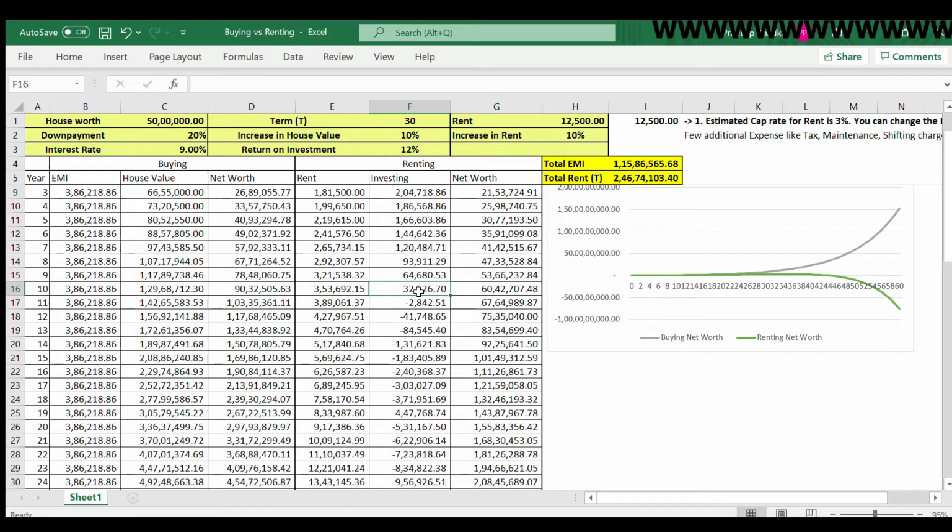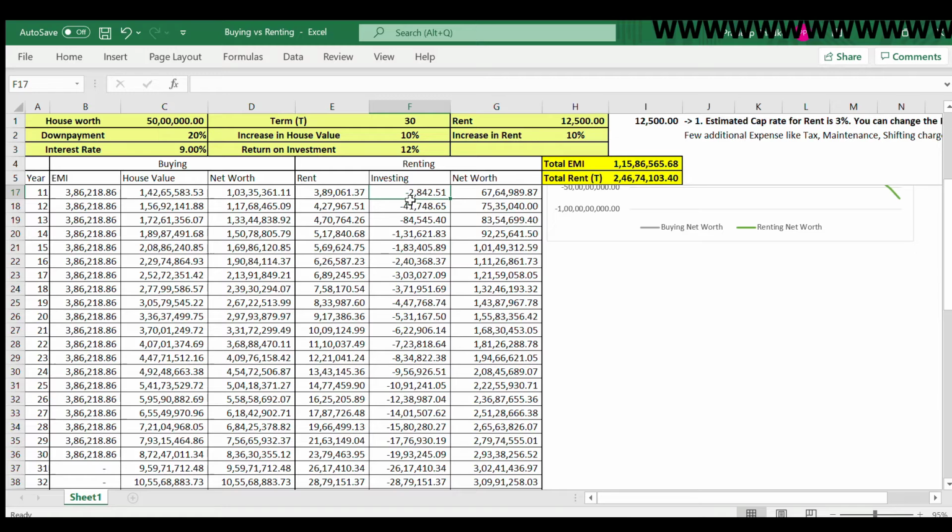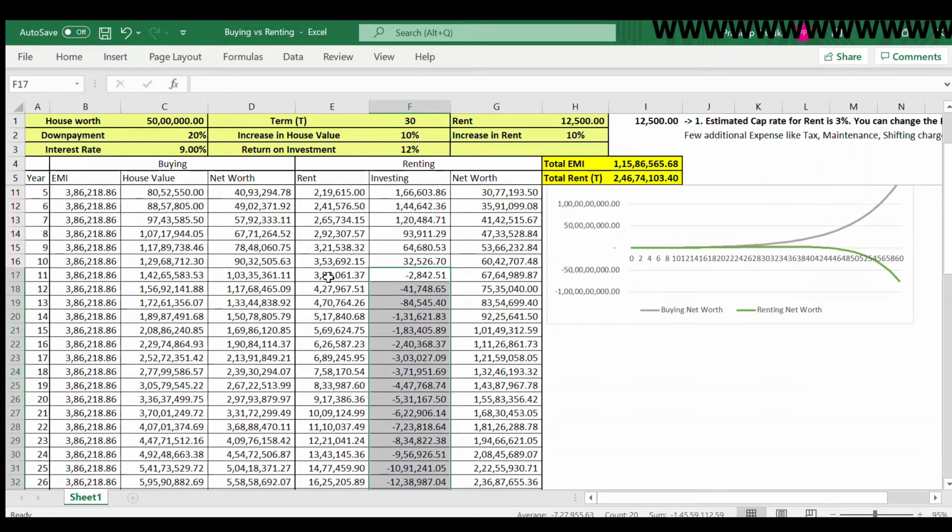So when you see the renting portion of it, up until year 10, your rent will be lower than your estimated EMI value, but from year 11 your rent will be higher than the EMI outgo that you will incur. This negative value that is being shown over here is nothing but to match the exact rupee amount or the exact cash flow from your pocket.